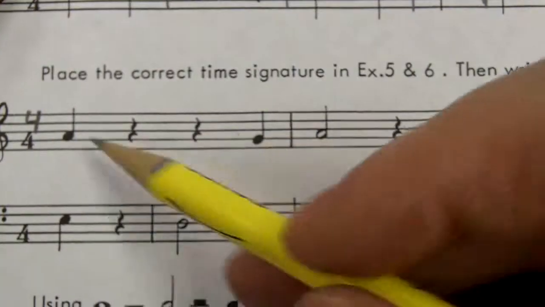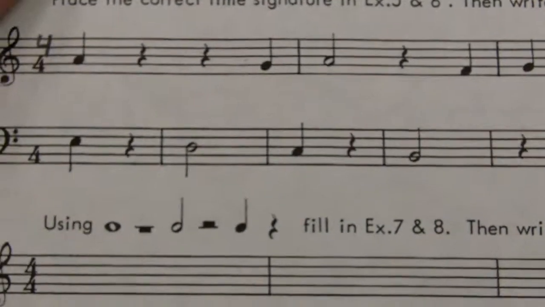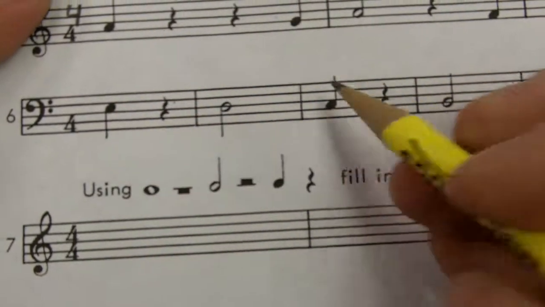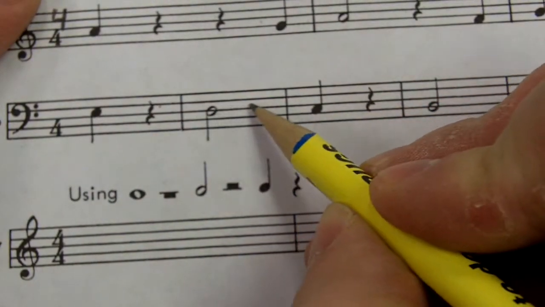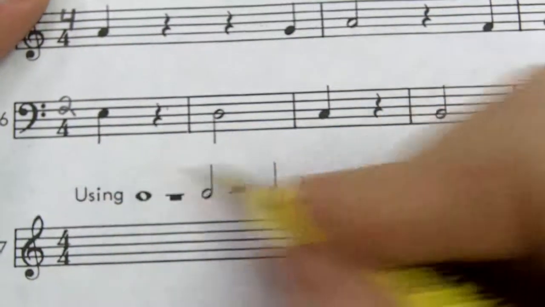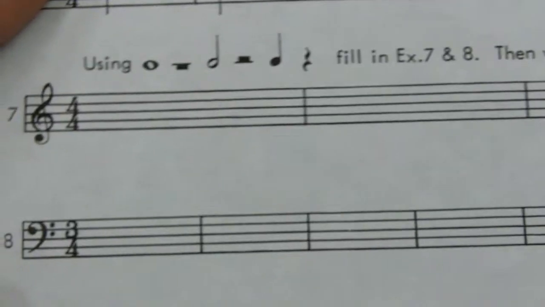And then of course we would go and write the beats, and I think you've had enough review on that. And then over here we go 1 and 2, and then we notice that this is a half note, so chances are we're going to be in 2/4. And then of course write the beats.